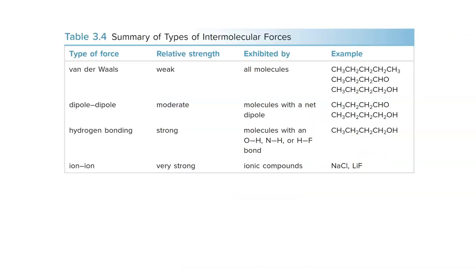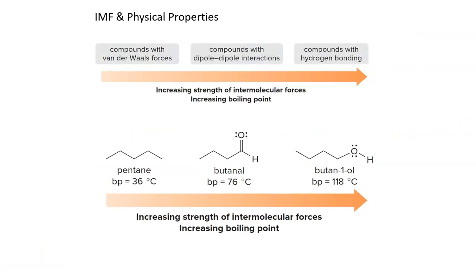So again, looking at these, the weakest is van der Waals on the top, then we have dipole-dipoles, and then we talk about hydrogen bonding, which is a strong intermolecular force, but even stronger is when full positive and full negative charges are attracted to each other. So just some examples of that. And this is going to change some of the physical properties. Let's look at that for a second here.